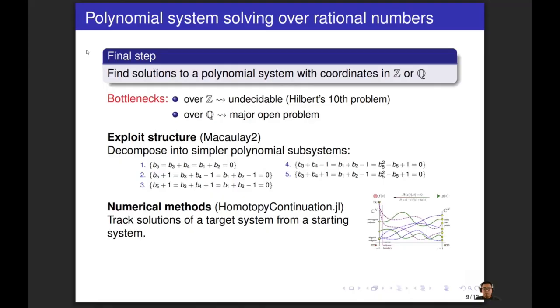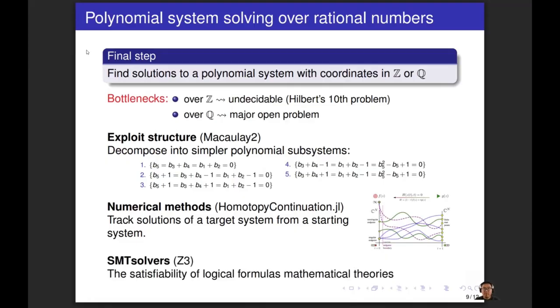Okay, the next one, numerical methods. The idea is similar. We have this complicated polynomial system, which in this setting is called a target system. And we have a starting system, which is much simpler to find a solution for. If you use homotopy continuation, you can track the solutions of a target system from a starting system. For example, there is a package called HomotopyContinuation in Julia. You can use it to find a solution.